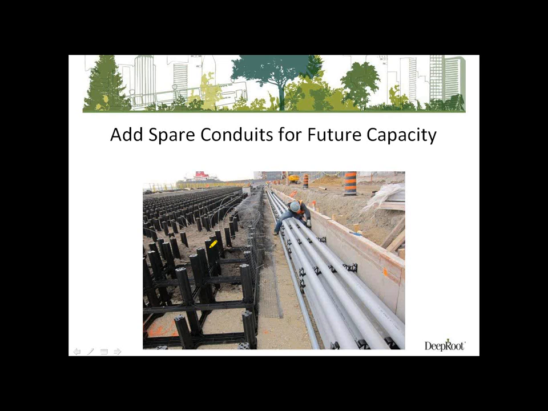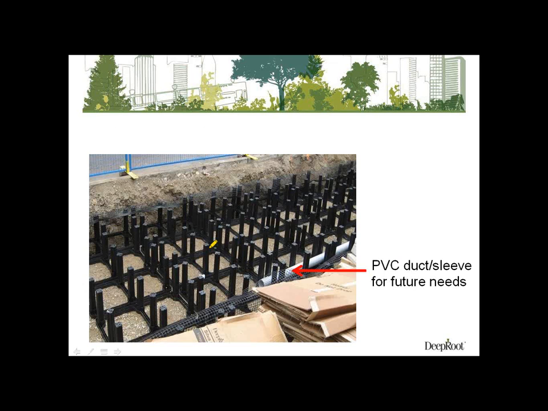It's always a good idea when there is new duct or when there are Silva Cells being incorporated into a project to think about future capacity. If you can add in a couple spare conduits in the duct run, or even if you can just run in a PVC pipe that can be used for a future sleeve if needed, whether it's for irrigation or electric or street lighting, anything that needs to cross the Silva Cells.